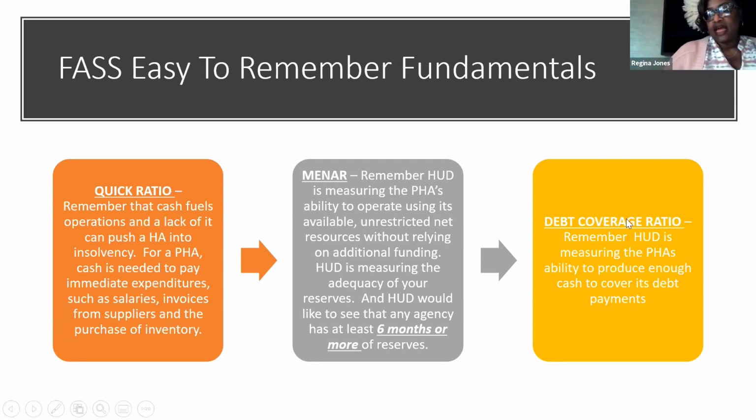In regard to the debt coverage ratio, remember that HUD is measuring the PHA's ability to produce enough cash to cover its debt payments. I thought those were just some very easy fundamentals to remember in regard to those subcategories under PHAS. Any questions, Eva, that we need to answer?